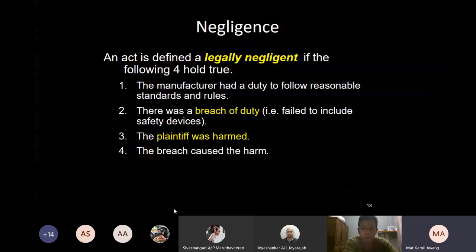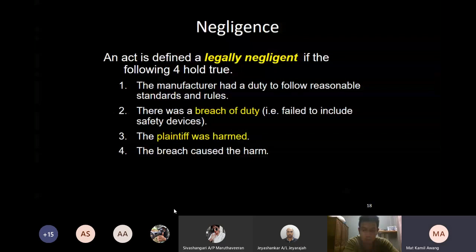And you as a buyer, it just happened that when you use that equipment, you got burnt. Terbakar lengan. So it complies with the third factor, which is the plaintiff was harmed. You were harmed. Your hand got burnt. And you burnt your hand because you used the equipment that you bought, which does not follow the standards that it's supposed to follow. So the breach, the manufacturer did not follow that standard, caused the device to fail and to harm you. So if you have all those four elements, therefore you can sue the company for negligence.